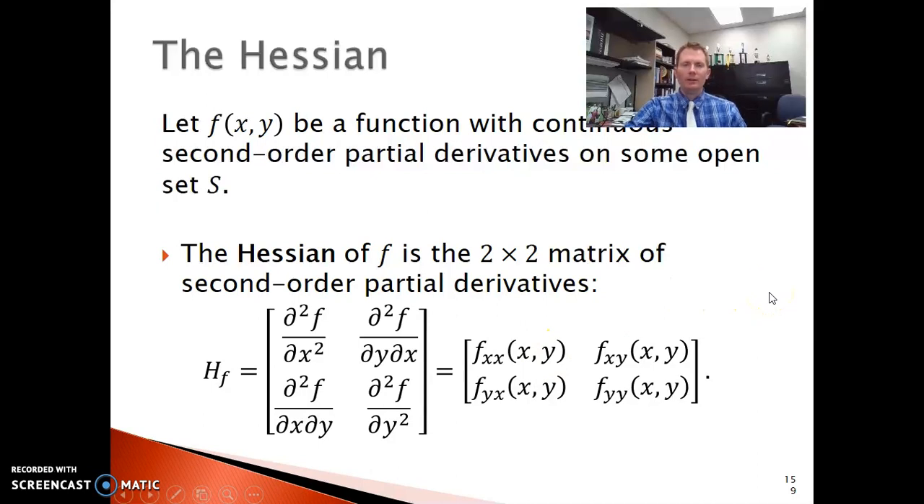So to begin finding these, we need to define a new function. And so if we have a function of two variables that has continuous second order partial derivatives, then we're going to define the Hessian of f to be a 2 by 2 matrix of the second order partial derivatives. And so we have H sub f is equal to this 2 by 2 matrix. This is the Leibniz notation for partial derivatives. Here's the Newtonian notation for partial derivatives, so whichever you prefer.